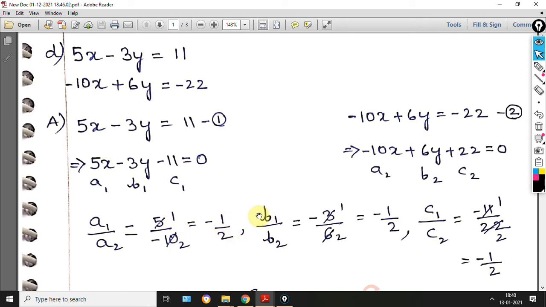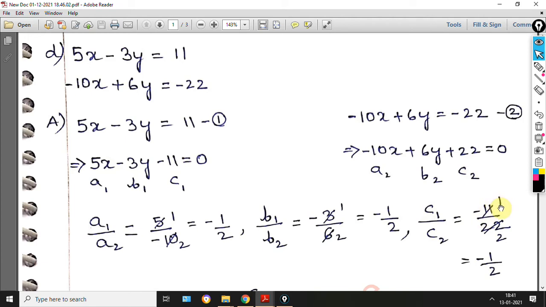Next, we find b1 by b2. What is b1 here? Minus 3, so we write minus 3 by, what is b2? 6. Here 3 ones are 3, 3 twos are 6, equal to minus 1 by 2. As a1 by a2 equal to b1 by b2, we are getting the same value, minus 1 by 2 here and minus 1 by 2 here. So a1 by a2 equals b1 by b2. When these two are equal, we have to find c1 by c2. So c1 by c2 equals c1, which is minus 11, divided by c2, which is 22.